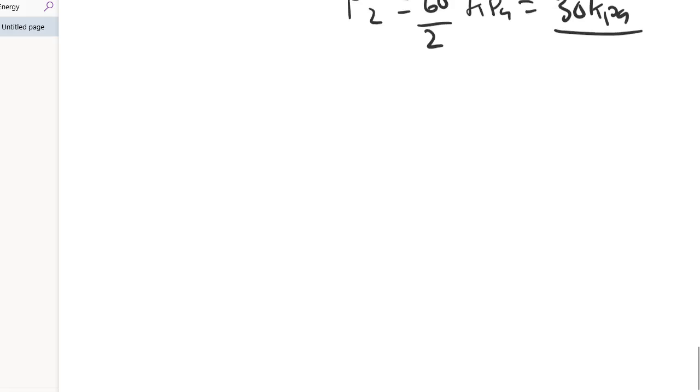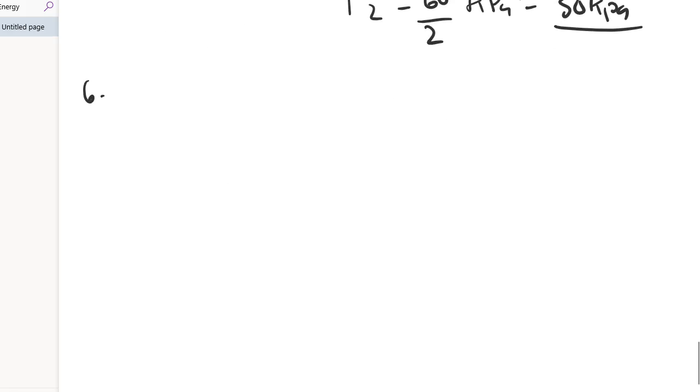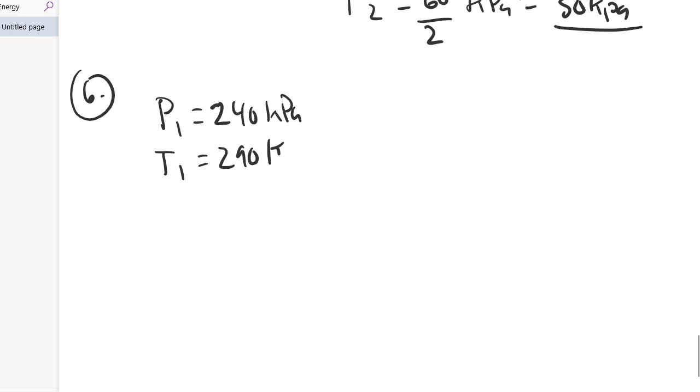One more problem. 6. The air in a car's tire is at a pressure of 240 kilopascals. So I'm going to go ahead and write that down. The pressure is 240 kilopascals. And the temperature of 290 K. First temperature is 290 Kelvin. After the car is driven, the temperature of the air has risen to 320 Kelvin. What is the pressure of the air in the tire?